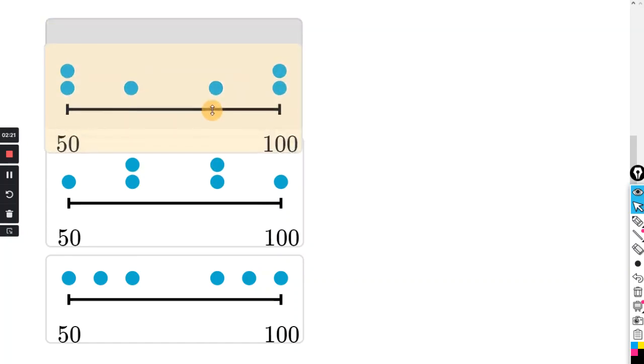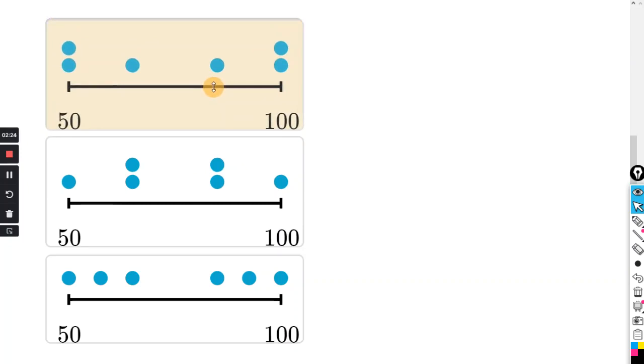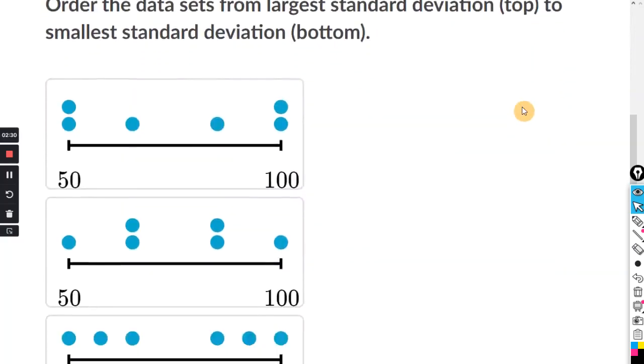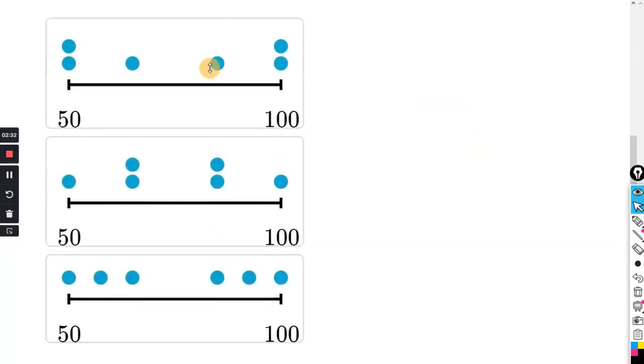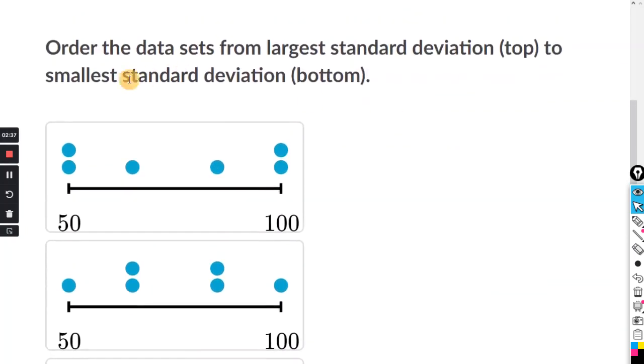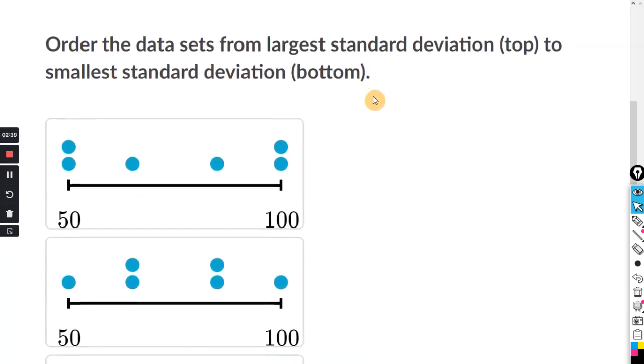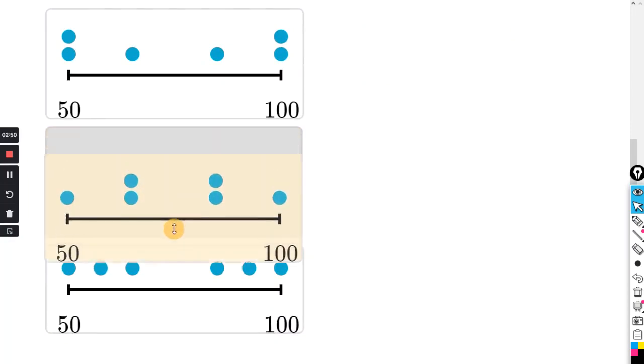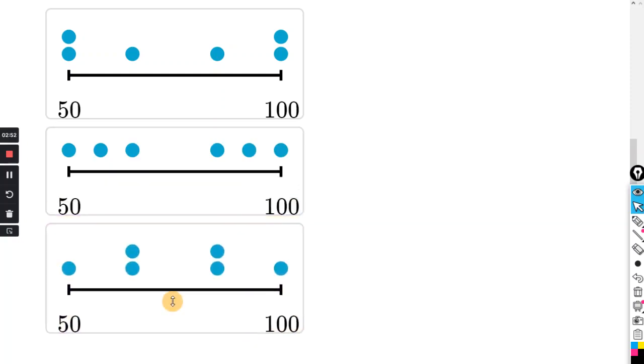All right, so you just left click on it and drag it, but this one is already in the right place. They said the largest standard deviation goes on top. So the one that's the most spread out goes on top. And the one that is the least spread out goes on the bottom. So you can see this middle one here. The dots are more in the middle. Okay, so they're not as spread out as this one right here. So I'm going to left click, hold it, and drag that to the bottom.